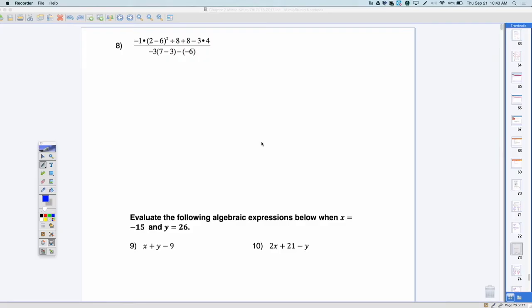For number 8, it's a division problem, so we are going to rewrite it. So we have our numerator written first, and we're going to put them in parentheses or brackets.